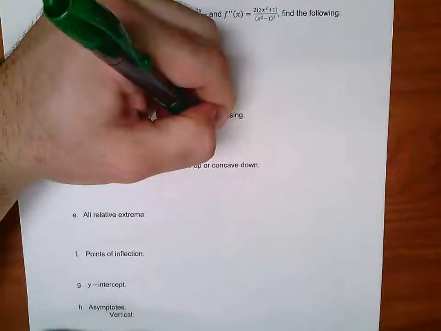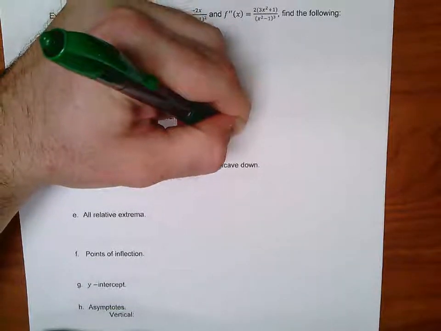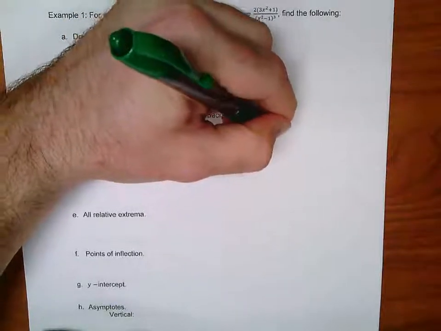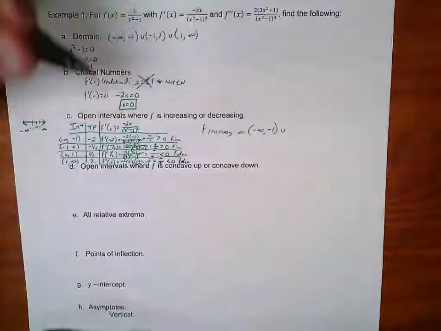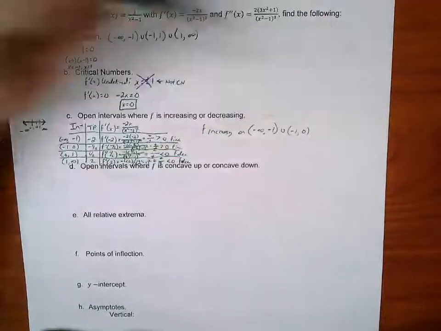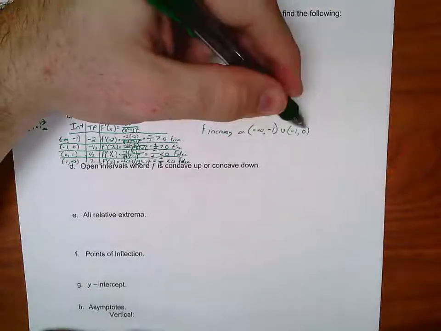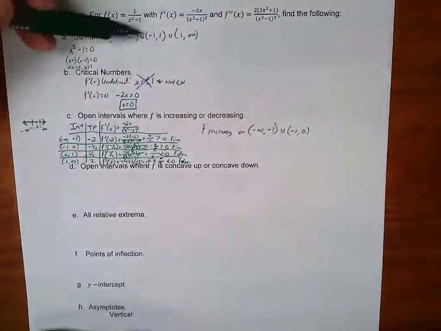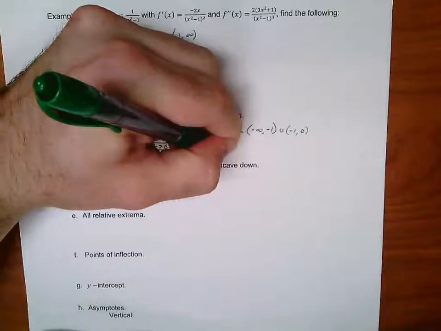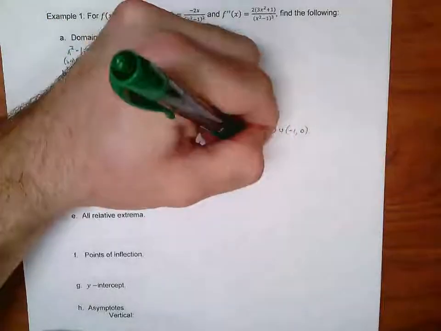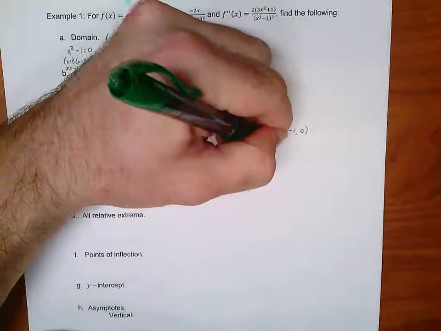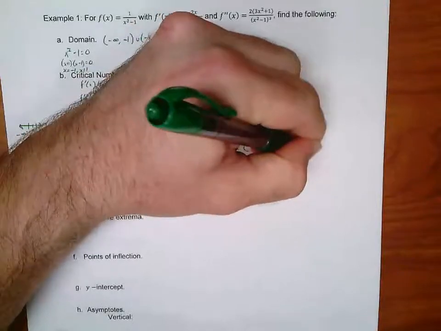So we know then f is increasing on the intervals negative infinity to negative 1, union negative 1 to 0, right? Now remember, we can't say that f is increasing on negative infinity to 0 because negative 1 is not in our domain, right? And then f is decreasing on, we found, 0 to 1, and then union 1 to infinity.